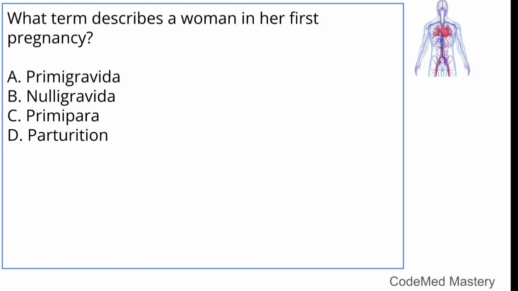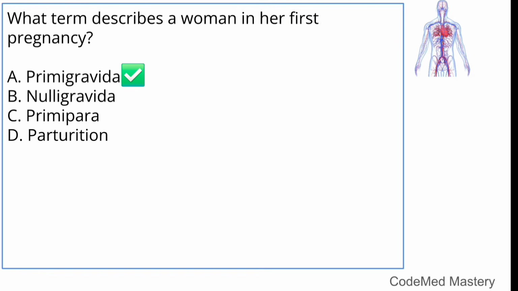Next question. What term describes a woman in her first pregnancy? Option A prima gravida, option B nulli gravida, option C primipara, and option D parturition. So what is the right answer? The right answer is option A prima gravida. It refers to a woman who is pregnant for the first time.